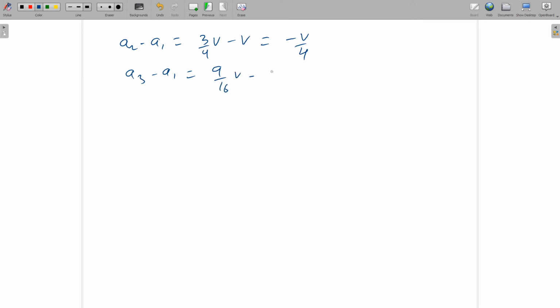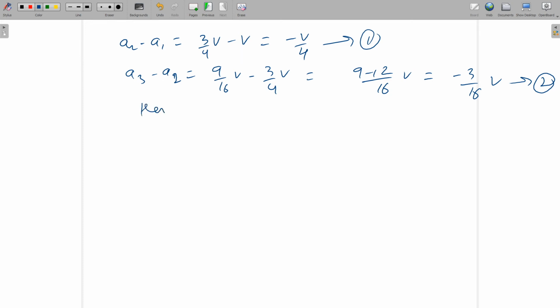Minus, what is our A2? 3 by 4V. And here we know that the LCM of 16 and 4 is 16. So this will become 9 minus 12 by 16V, and that is equal to minus 3 by 16V. Now there is no need to go further because this is the first one. The difference of A2 and A1 is minus V by 4, and the difference of A3 and A2 is minus 3 by 16V. Therefore, they are not equal. So this means that this is not an AP.